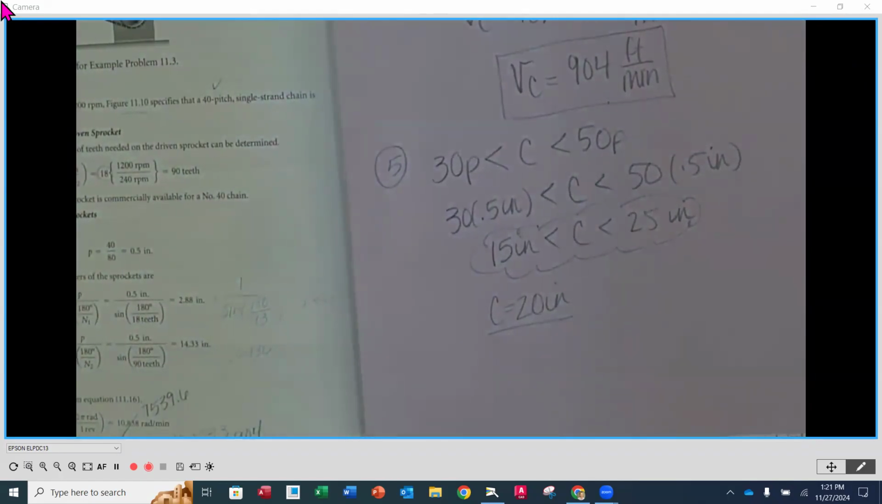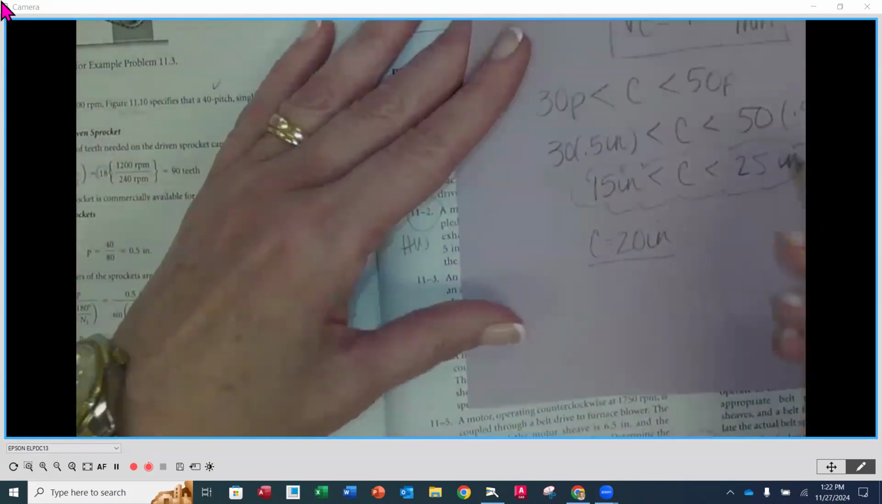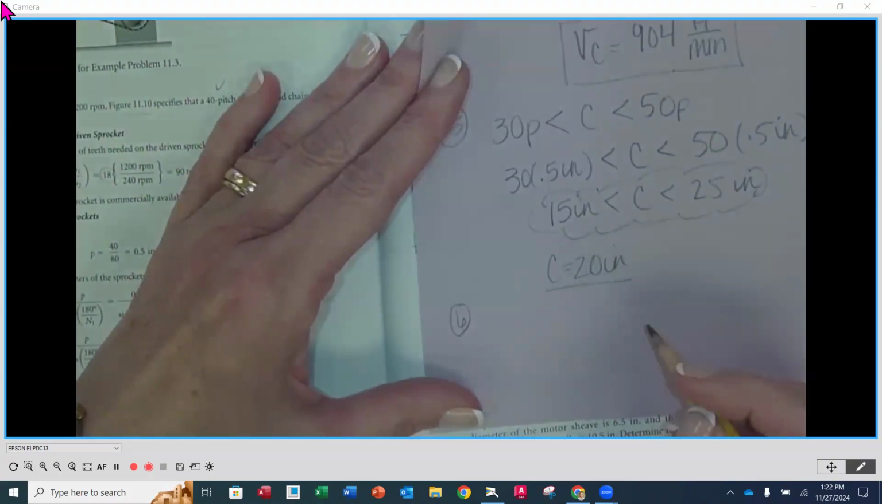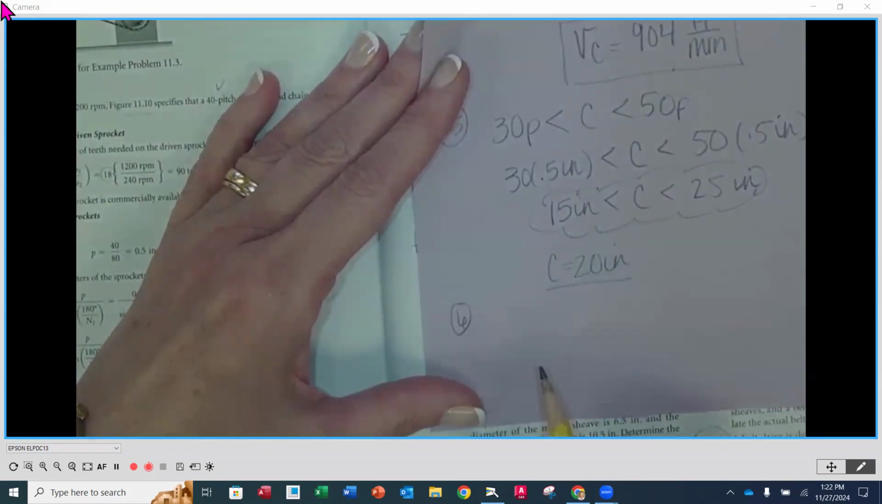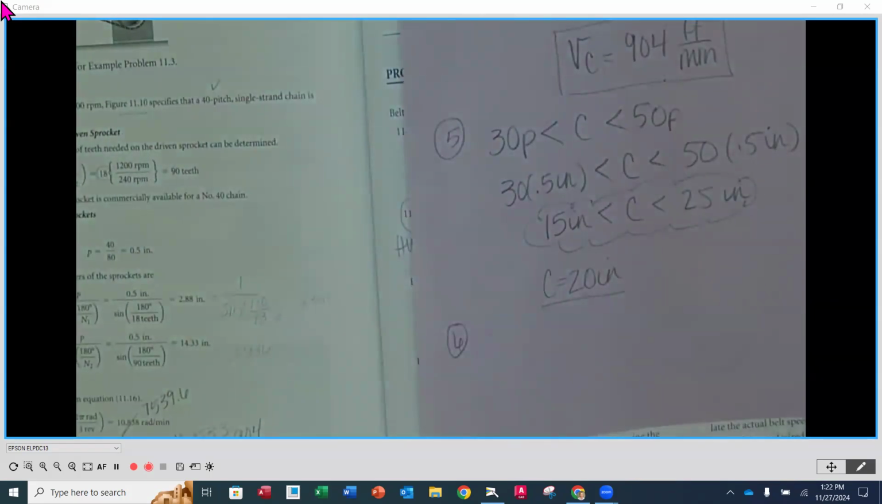And now, using that center distance approximate, we want to figure out how many links it is going to take to wrap over those two sprockets that we have, and we want to know what the center distance is once we have that around there. So number 6 here now is, what is the number of links required to obtain a 20 inch center distance?